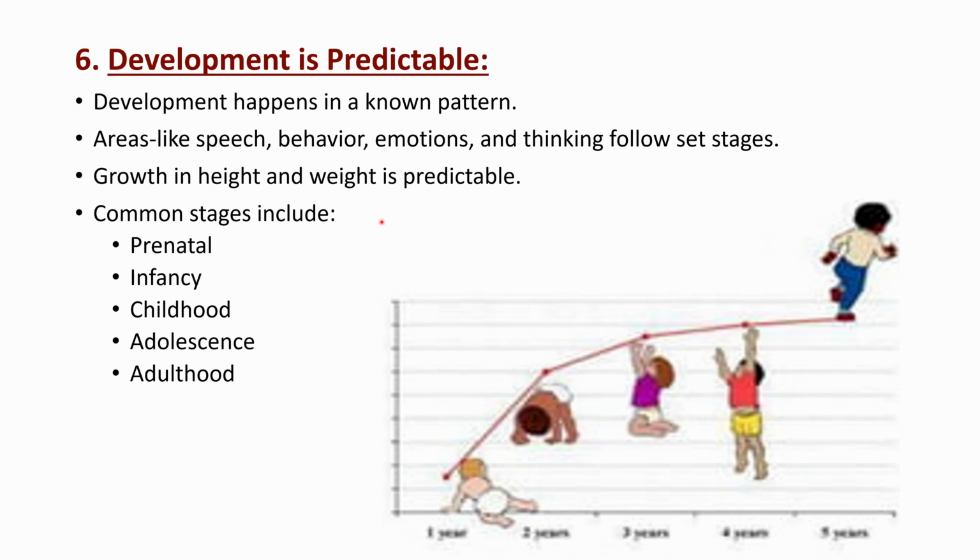Human development is generally divided into different stages. These include the prenatal stage, infancy, childhood, adolescence, and adulthood. So, even though children may grow at slightly different rates, the general pattern of development is usually predictable.